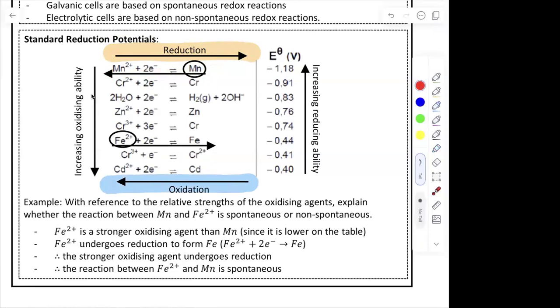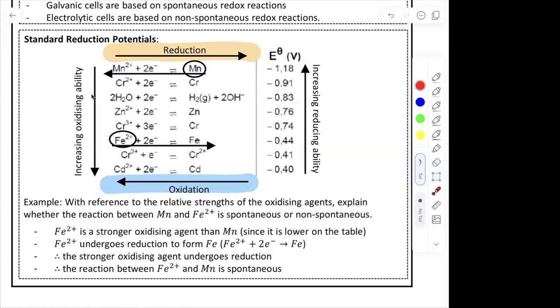What does that mean? It means iron goes to the left like that. Oxidation is loss. So iron becomes iron 2+ plus 2 electrons. So that's a little example. Reading it from left to right is reduction. Reading from right to left is oxidation. Very, very important.